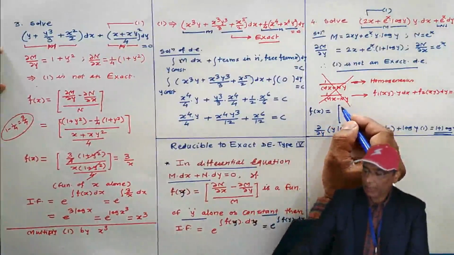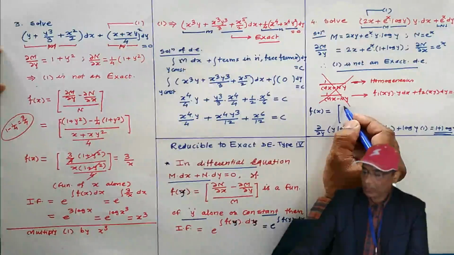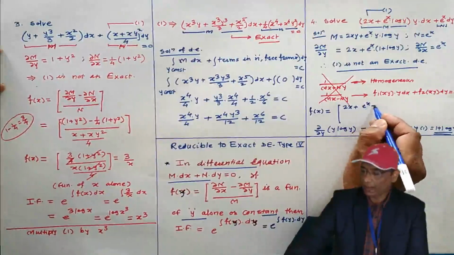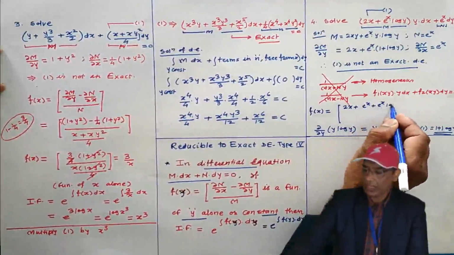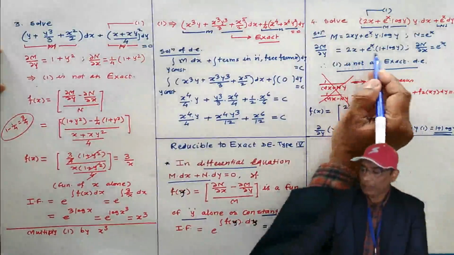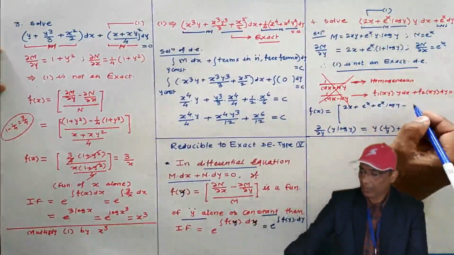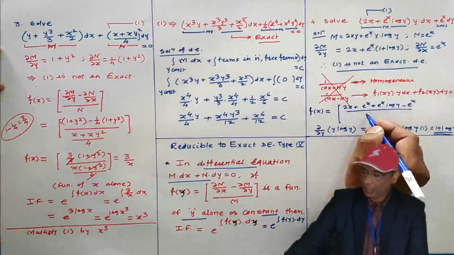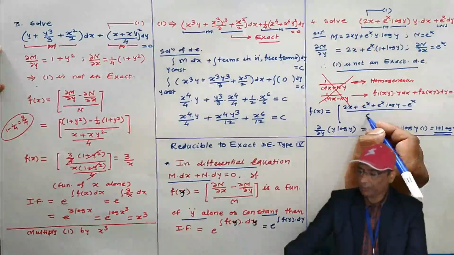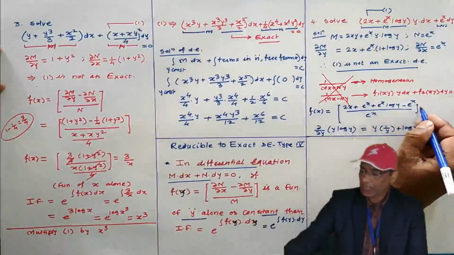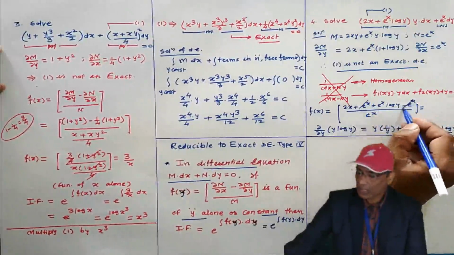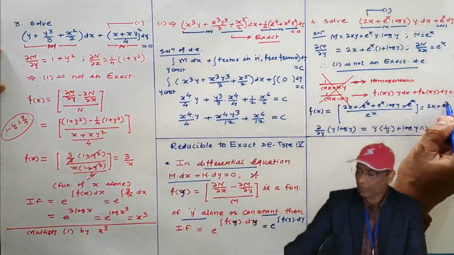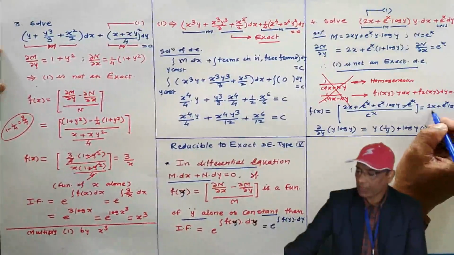Del m by del y. Del m by del y is 2x plus e power x plus e power x log y. Okay, this is del m by del y. Minus del m by del x is e power x. This divided by n. N is e power x. Now, this e power x gets cancelled. 2x plus e power x log y divided by e power x.